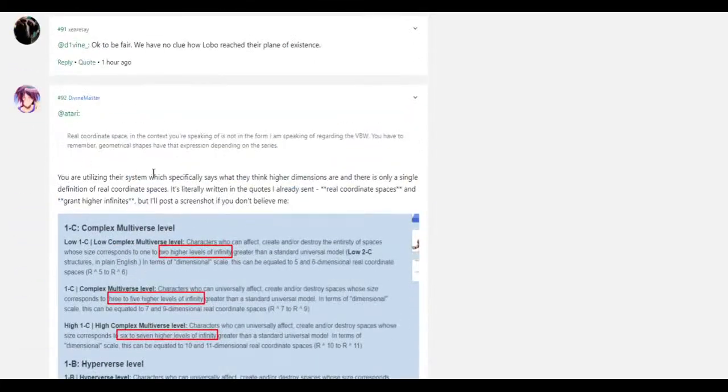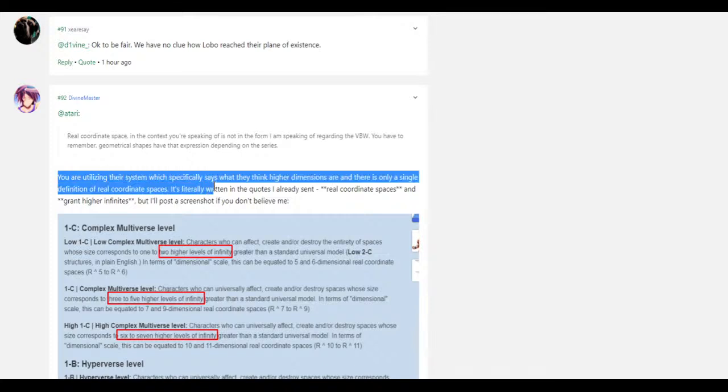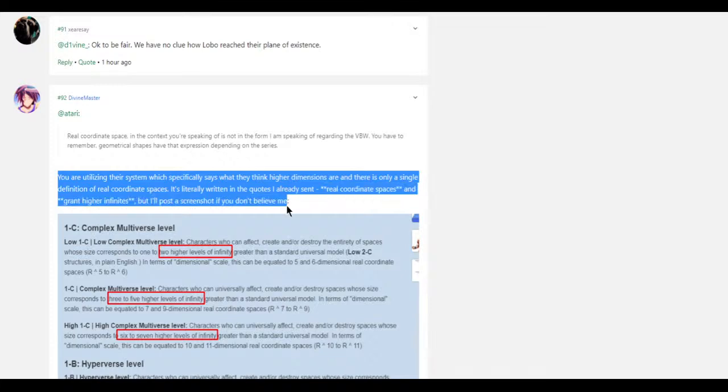Now, let's look at what Divine Master said to me. All right, you're utilizing their system, which specifically says they think higher dimensions are, and there are only single definitions of real, and there is only a single definition of real coordinate space. It's literally written in quotes. I already sent real coordinate space and grant higher infinities, but I'll post a screenshot if you don't believe it.